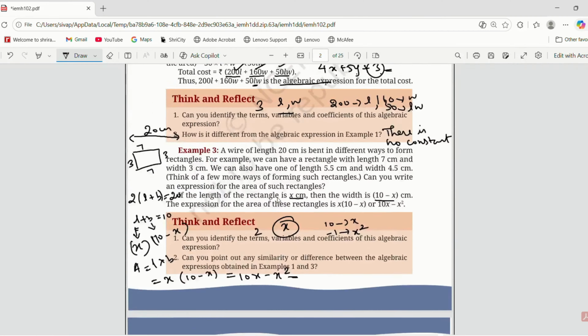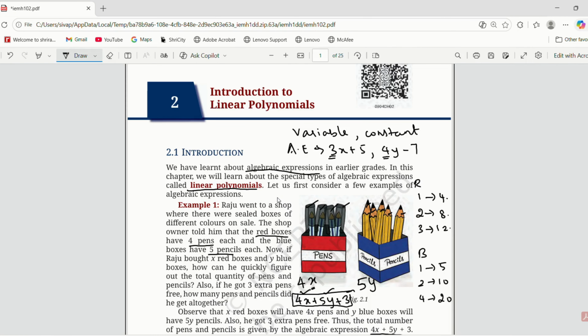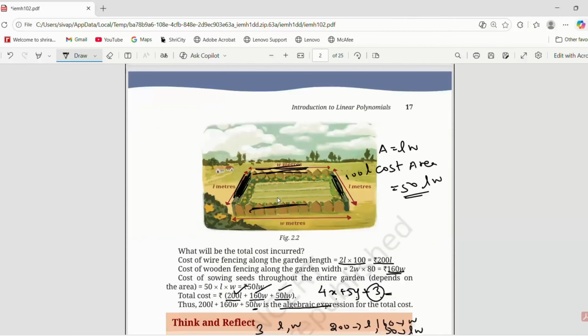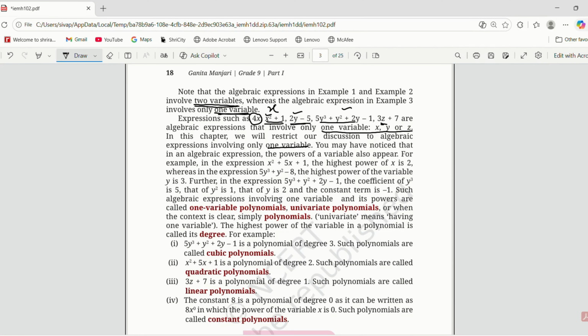In this chapter we will restrict our discussion to algebraic expressions involving only one variable, because initially they said we are going to study a special case called a linear polynomial. So a polynomial or an algebraic expression which involves only one variable is what they are restricting their expression to, only one variable.